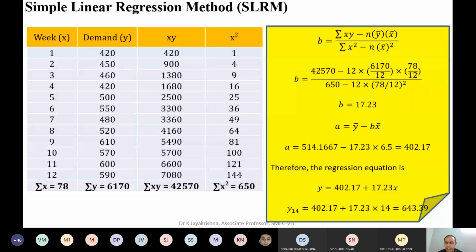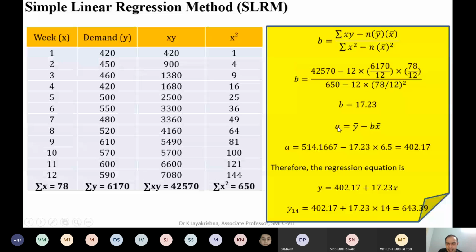Okay. So here the B value is 17.23. Do you have any doubt how we calculated the B value? If so, I can repeat it. So no one is having any doubt. Okay, super. Then I believe that everyone understood. So the B value is 17.23 because I have calculated it using this formula.